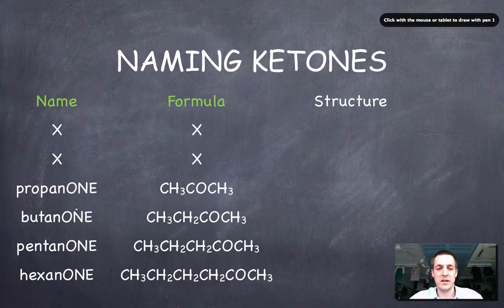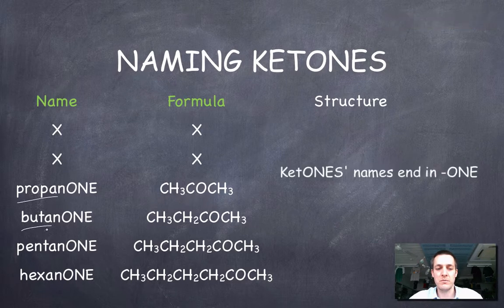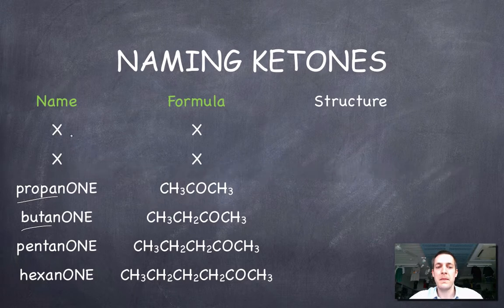We've got exactly the same system of prefixes: prop, but, pentan, hexan, okay? But we can't have ketones with 1 or 2 carbon atoms, because if you think about it, if you've got to have a carbon in both of these positions, then you've got to have at least 3 carbon atoms in a ketone. So the smallest ketone we can have is propanone, and there it is with these things being CH3s, but obviously I'm not drawing the hydrogens, which is very bad indeed.